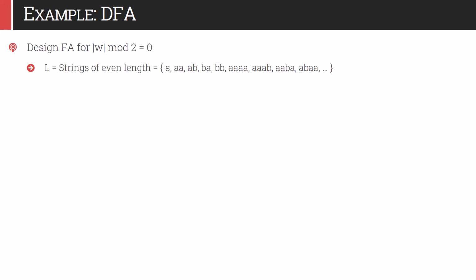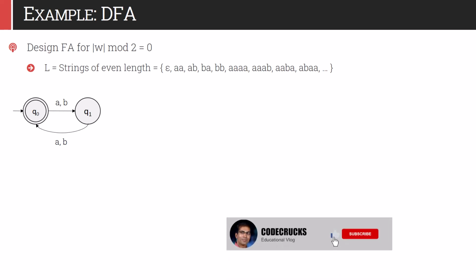As epsilon is part of the language, the initial state must be a final state. Then only it will accept epsilon. Now when we read one symbol, it's a string of odd length. So we are moving to some non-final state Q1, because A and B are not acceptable. So we cannot remain in a final state. So Q1 is not an accepting state. When we read the second symbol, it becomes an even length string, because from Q0 we read one symbol and go to Q1. From Q1 we read another symbol, the second symbol, so it becomes an even length string, so it should be accepted. When we read the third symbol from Q0, the string becomes of odd length, so it goes to Q1.